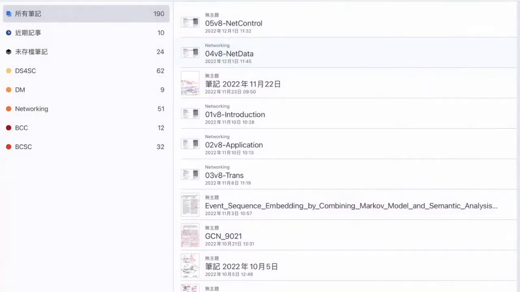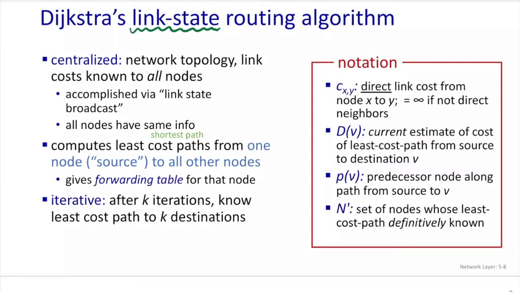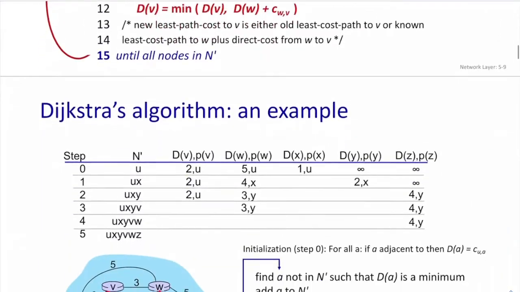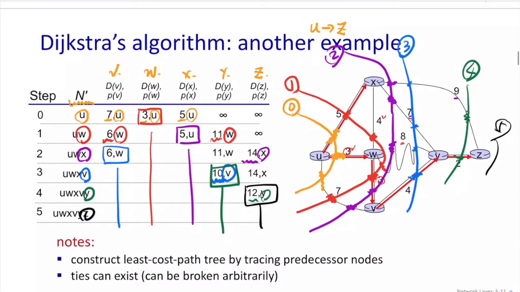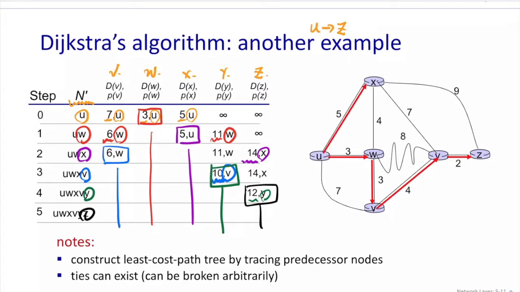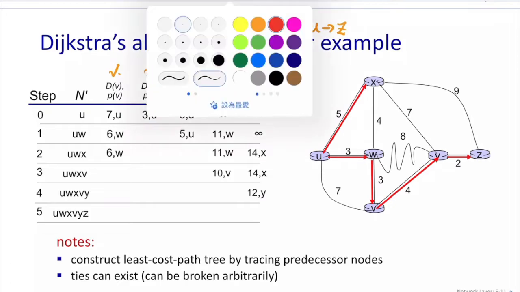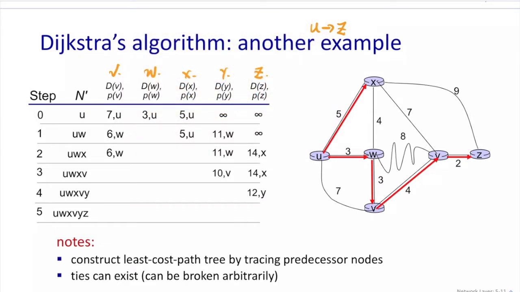Okay, let's go back to here. We will introduce some concepts, and we simply jump into this example. It is a little bit complex, so I will draw it again. So let's take a look at this graph. We have nodes U, V, W, X, Y, Z, and we have some links between them.